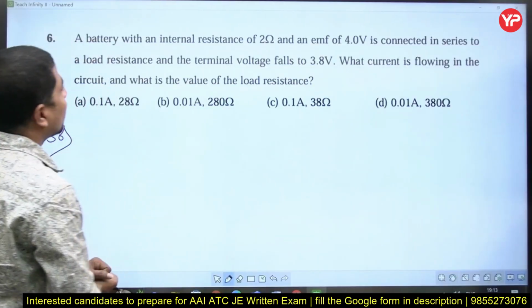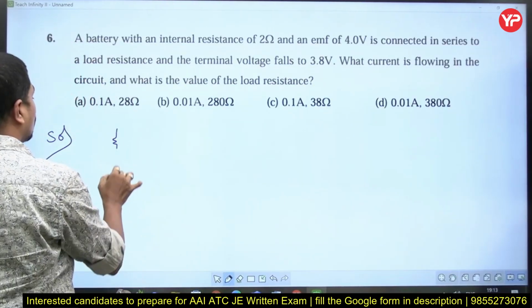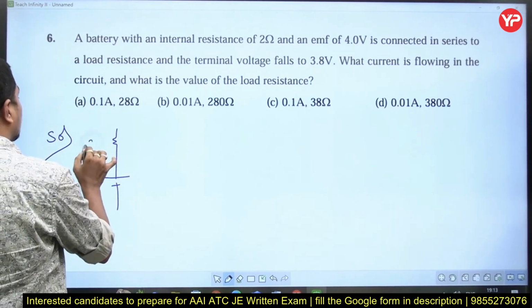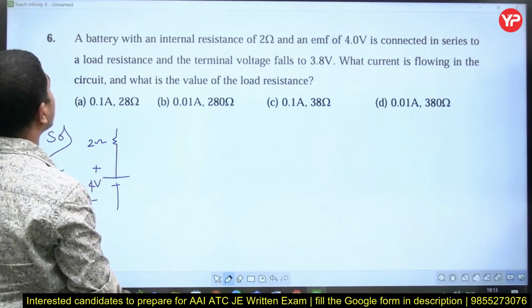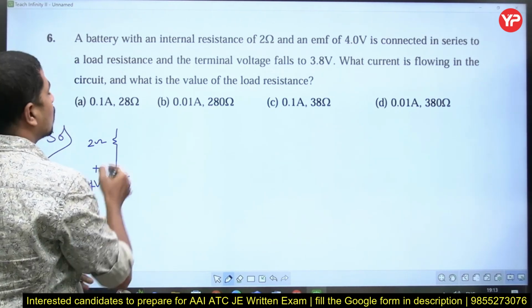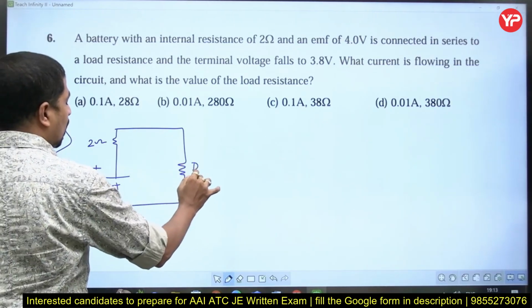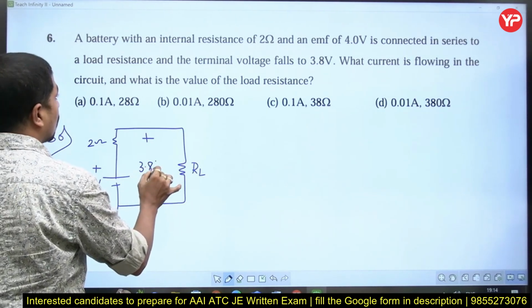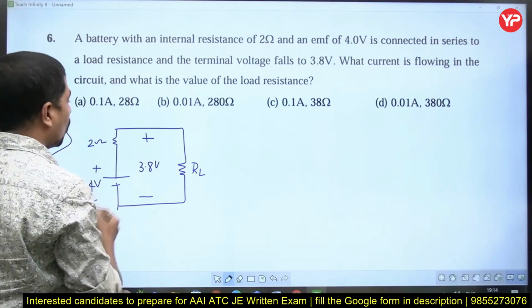A battery with an internal resistance of 2 ohms and an EMF of 4 volts. This is 4 volts, this is 2 ohms. It is connected in series to a load resistance and the terminal voltage falls to 3.8. He is connecting this to some load resistance RL whose value is unknown to us. Then he is saying that this voltage is going to become 3.8 volts. What is the current flowing in the circuit and what is the value of the load resistance?